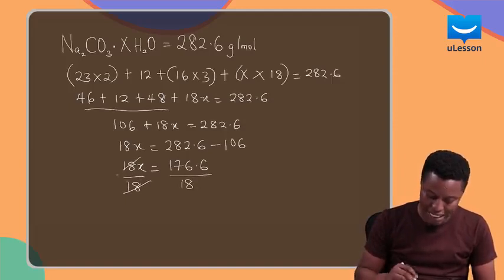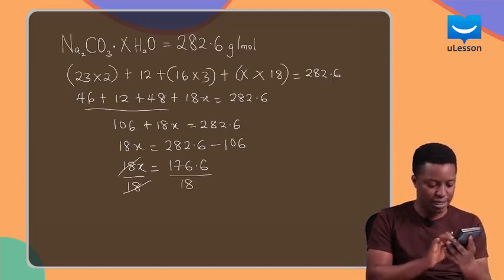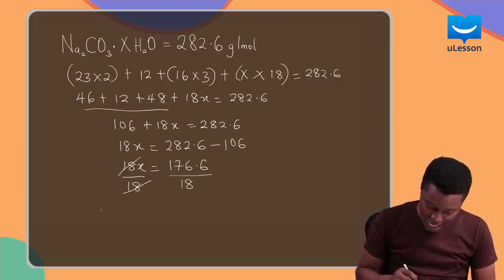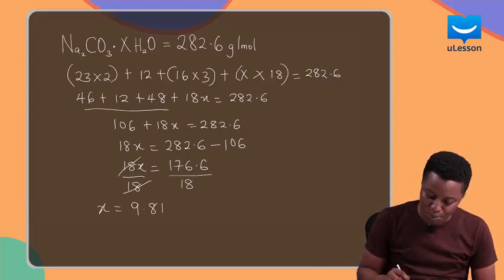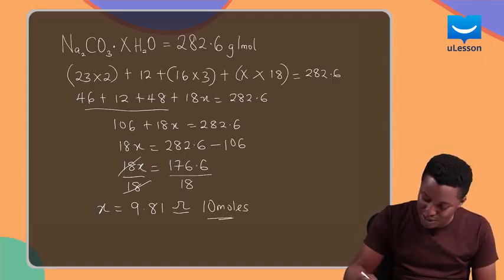Of course, to obtain the value of X, we now have to divide both sides by 18. On dividing by 18, we obtain our value for X to be 9.81. So X is equal to 9.81, which is approximately 10 moles. So there are 10 moles of water of crystallization in the base. Let's move on to the second question.